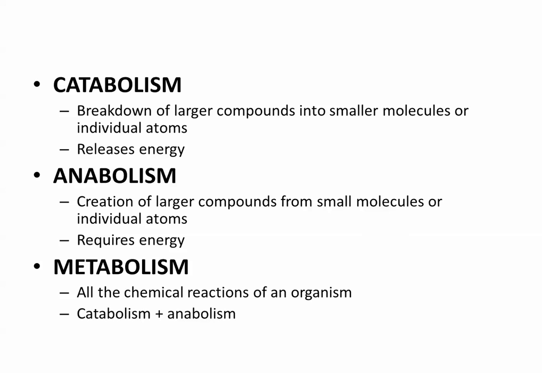Catabolism, as we said, literally means a throwing down. So it's the breakdown of larger components or compounds into smaller molecules or even individual atoms, and this releases energy. So when we take that third phosphate group off adenosine triphosphate, that is catabolism. It releases energy. When we put that third phosphate back on to adenosine diphosphate to create adenosine triphosphate, that is anabolism. That's where we're creating larger compounds from smaller molecules or individual atoms, and it requires energy to do so.